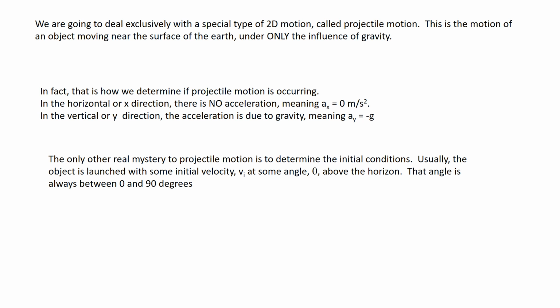The only other real mystery that we have to worry about are the initial conditions. Usually, the object is going to be launched at some sort of angle, and so we're going to have to use trigonometry to break that apart to figure out what our initial x velocity and our initial y velocity would be. We'll always make it so the angle is above the horizon, and it's going to be between 0 and 90 degrees.